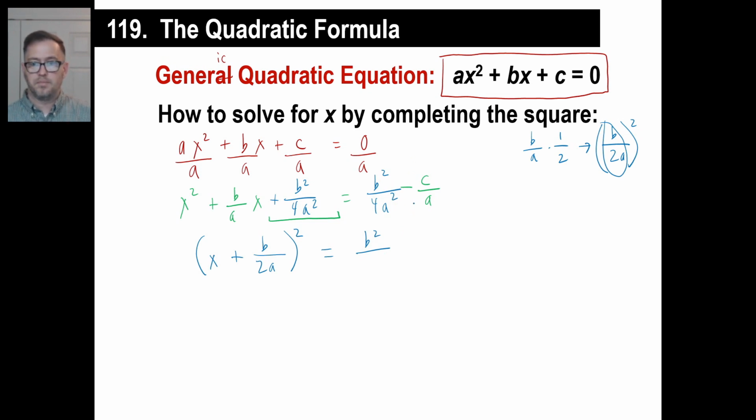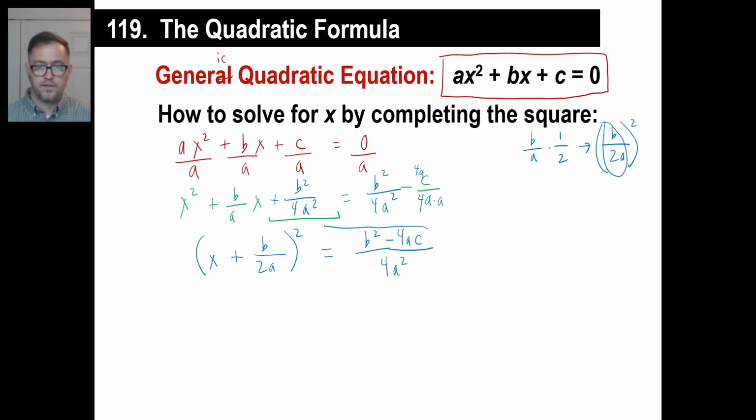Okay. What's the common denominator between 4a squared and just a? It'd be 4a squared, right? So we're going to need to multiply this by 4 and by a. So let's multiply this top by 4 and by a as well. Okay, so let's put the whole thing over one denominator. So b squared minus 4 times a times c, and then 4a squared.